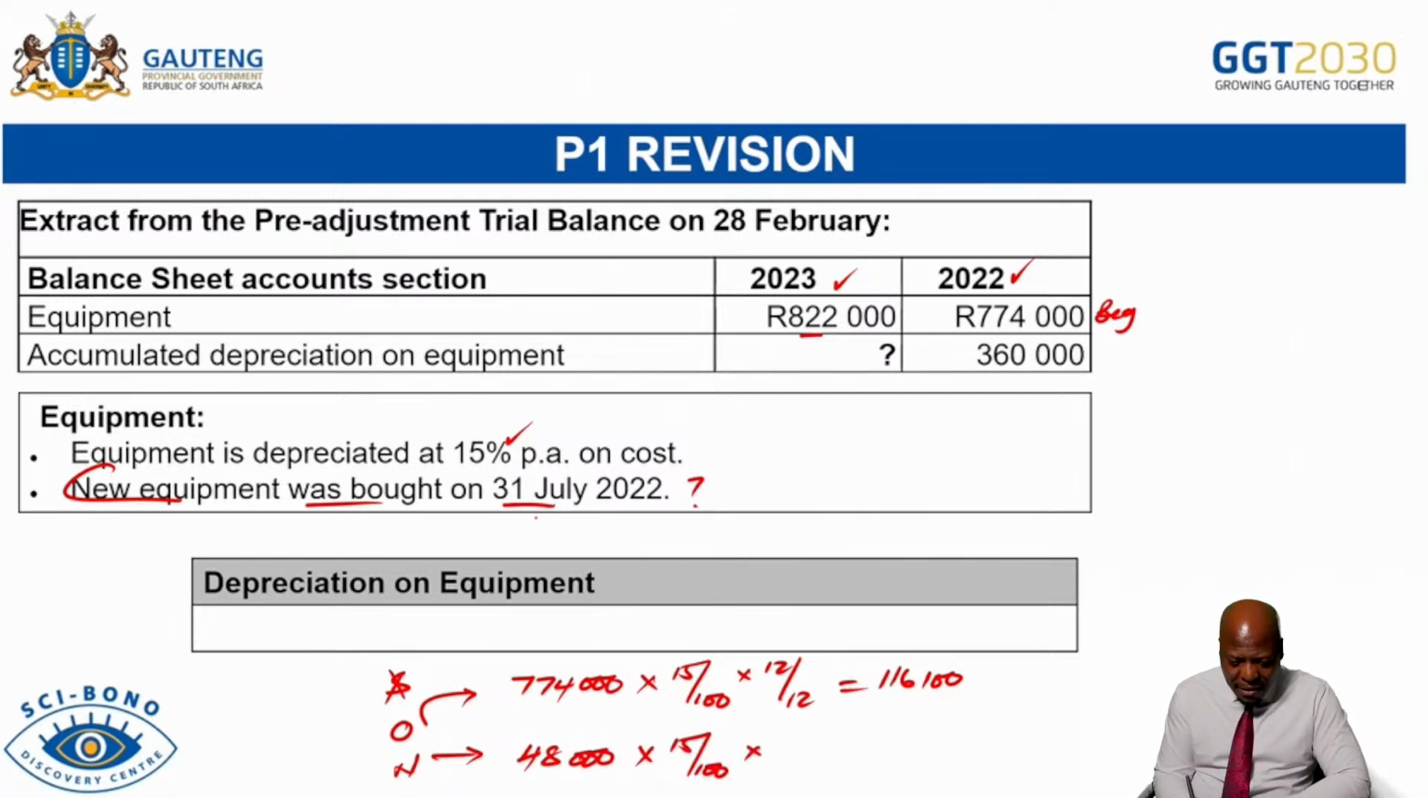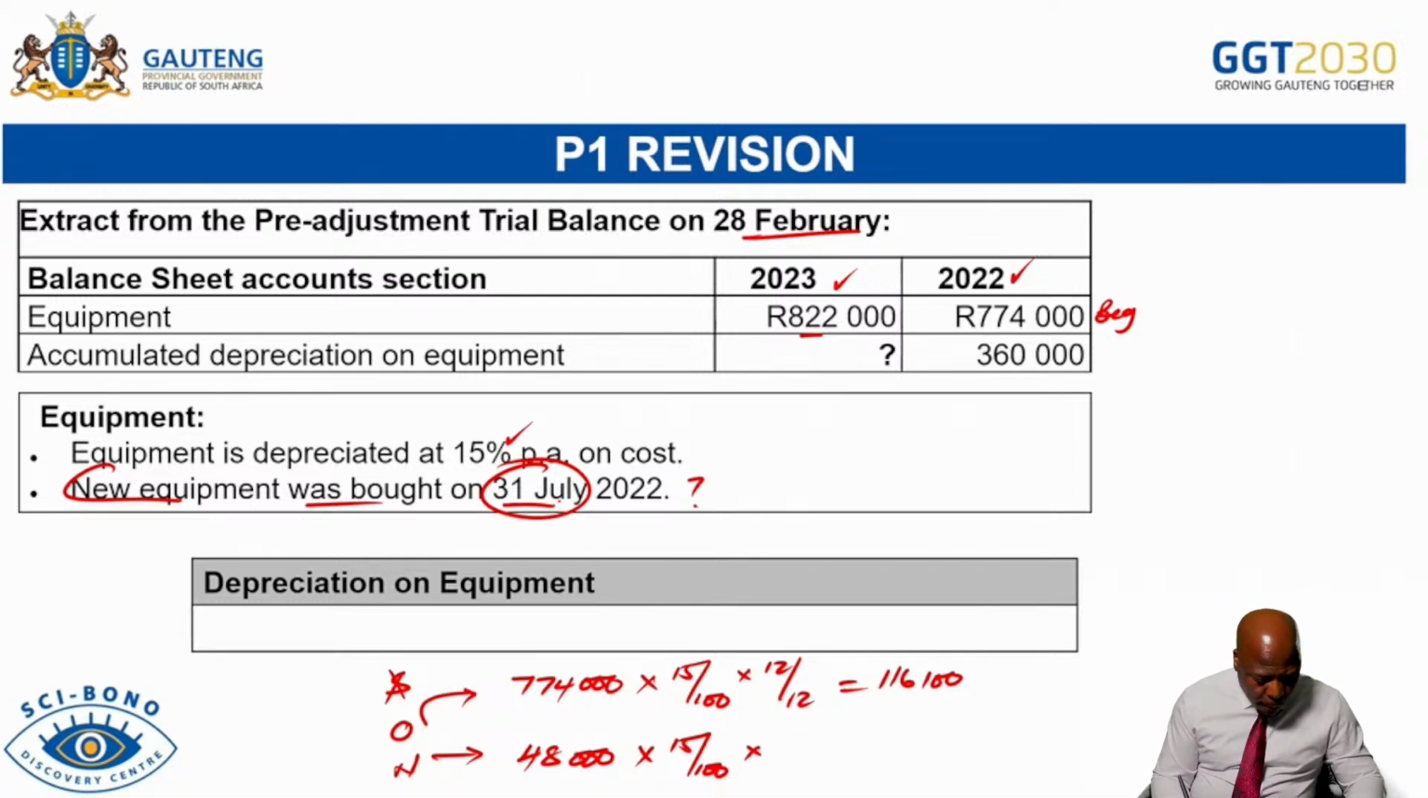Then for how many months is it? It was purchased on the 31st of July. Remember, we're coming to February. So if it was bought in July, do we count July? If it's the 31st of July, no. We start counting August, September, October, November, December, January, and then February. Okay, so how many months is that going to be? That's going to be 7 over 12. And then your depreciation is going to be 4,200.